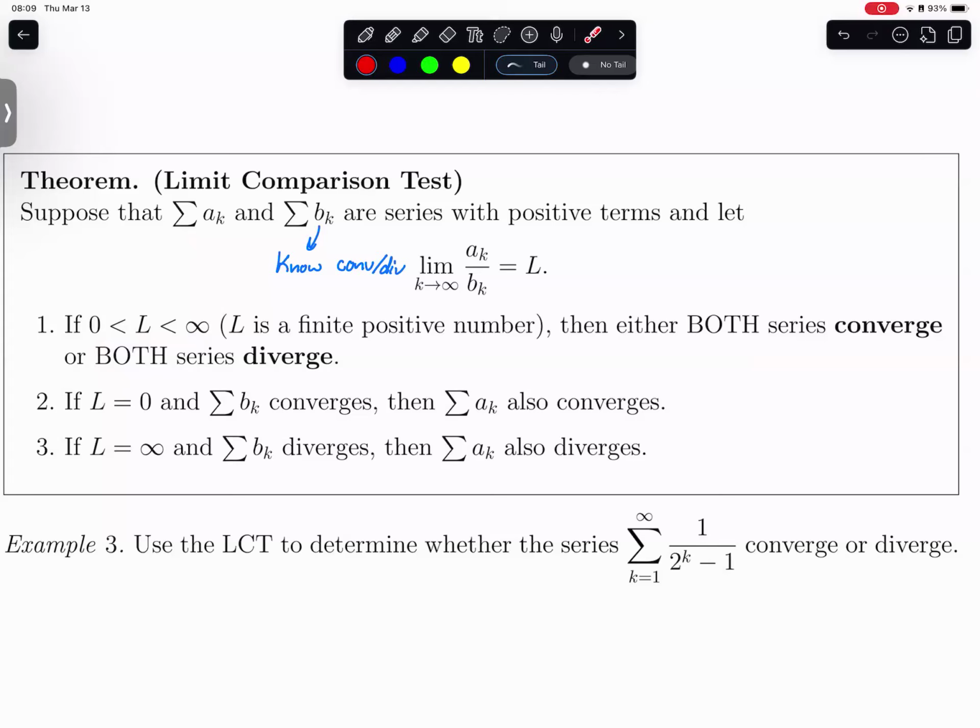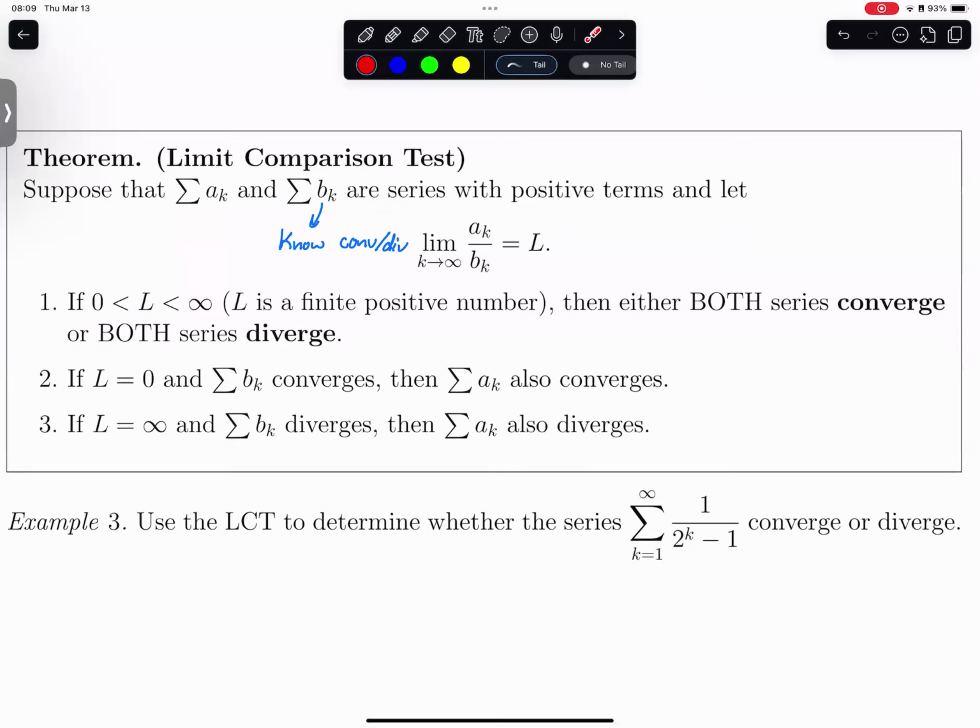I still set up like I would normally, and I would then take the limit instead of showing that inequality. And if that limit gives me some positive finite number, I don't really care what that limit is. All I care about is that it is positive and finite. Then, because I know that my comparison series converges or diverges, I also know that my given series converges or diverges.